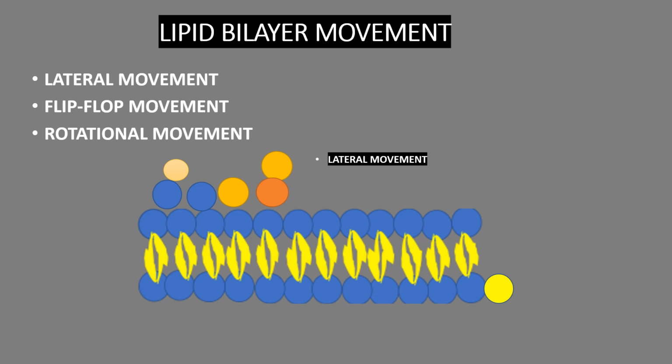As for the flip-flop movement, this means when the phospholipid migrates from the inner or cytoplasmic side of the bilayer to the outer side of the bilayer, it is called the flop, and when it occurs in the opposite direction, this is called the flip. So this movement is called the flip-flop movement. If we see the animation, this is the flip, and if it rotates again into this position, this is called a flop.